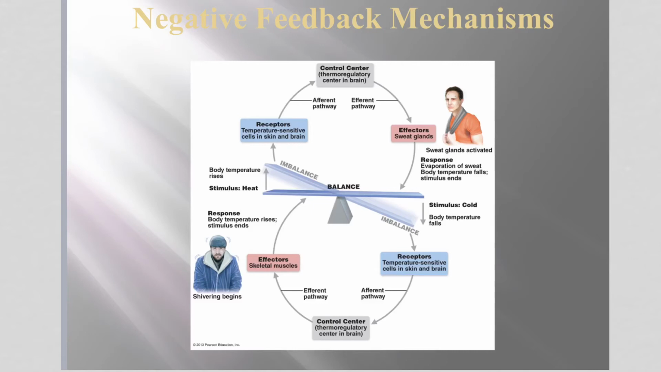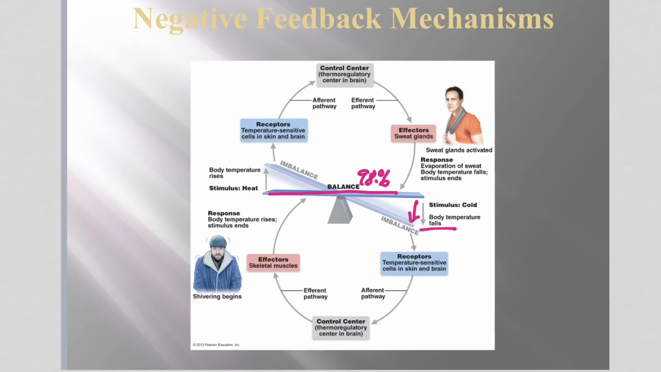So the goal of all negative feedback mechanisms is to prevent sudden severe changes. So negative feedback loops are constantly working every minute of the day to maintain homeostasis. So here's what we're looking to maintain. This is normal body temperature, which is about 98.6 degrees Fahrenheit.